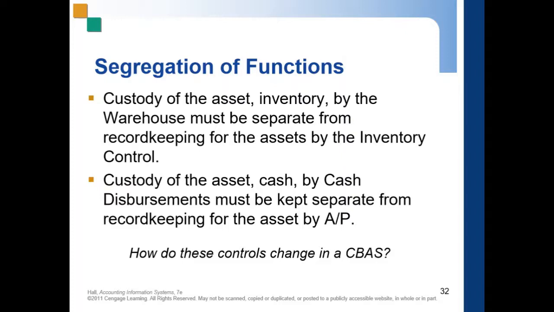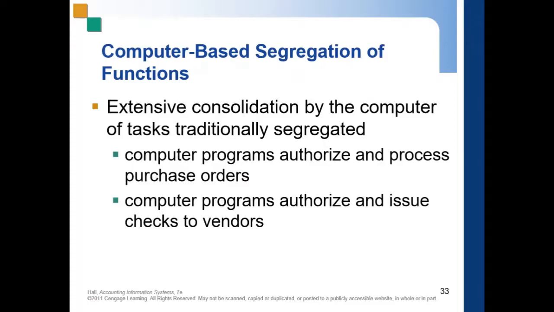So this is what I mentioned already. Custody of the asset must be separate from the record keeping. So how do these controls change in a computer-based system? There is extensive consolidation by the computer of tasks traditionally segregated. Meaning the computer programs are already the ones authorizing and processing the purchase orders, and they are also the ones authorizing and issuing checks to vendors. So in here, the segregation function is done by the computer already.